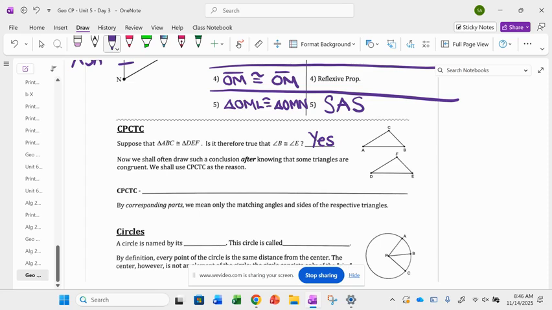And CPCTC stands for corresponding parts of congruent triangles are congruent. That's what CPCTC stands for. Corresponding parts of congruent triangles are congruent. But luckily for us, all we have to do is write CPCTC.